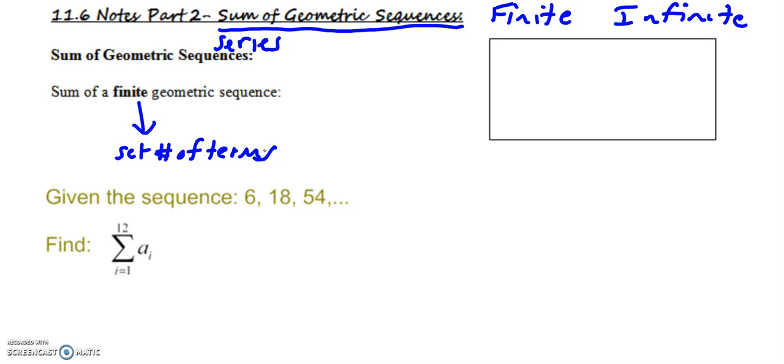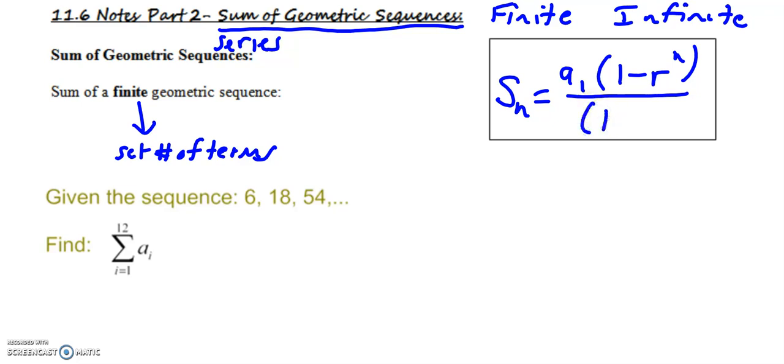And I wish I had a cool story for you, like the Gauss story, how he just came up with this amazing formula. I don't have a cool story for you here, so I'm just going to tell you how to find the sum of any geometric sequence, and it is as follows. The sum of any geometric sequence is the first term times 1 minus the common ratio to the nth power divided by 1 minus the common ratio.